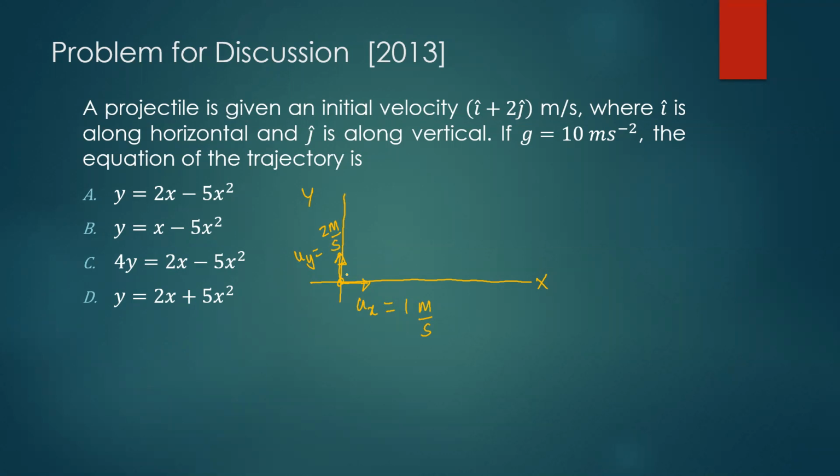Now, as it goes, you can pick some time. At some time, the coordinates are x comma y. Horizontally, there is no acceleration, so you can write x is equal to speed into time, which is 1 into t, assuming that it reaches this point p in time t. And then vertically you have acceleration, so you're going to use s is equal to ut plus half a t square.